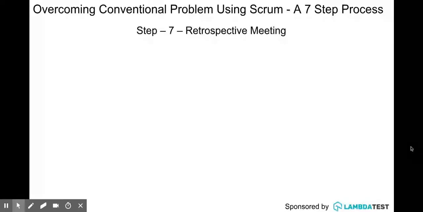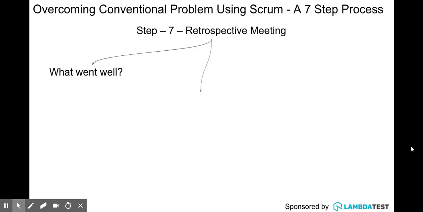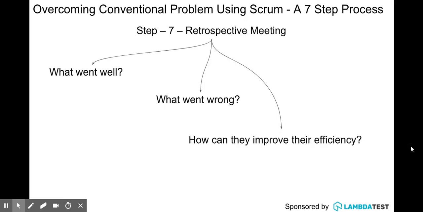Now, this goes to step seven, the retrospective meeting. The final stage of any sprint consists of a retrospective meeting. This meeting is all about what went well, what went wrong, and how they can improve their efficiency. And this is a very important question, which you need to be asking at the end of the sprint.